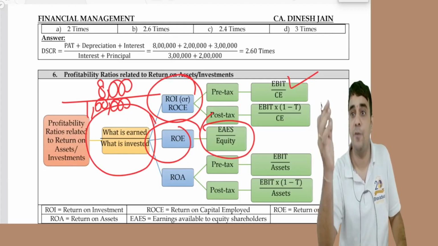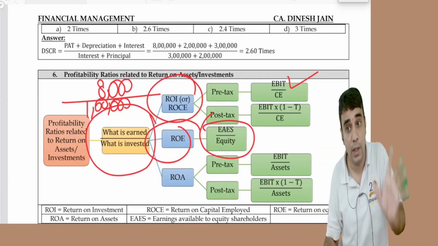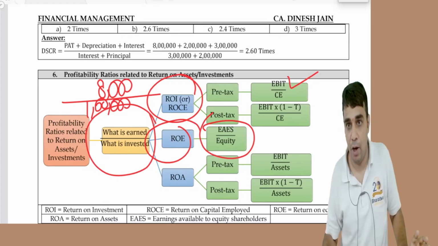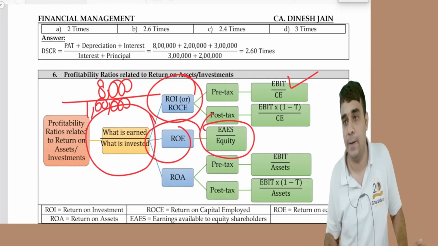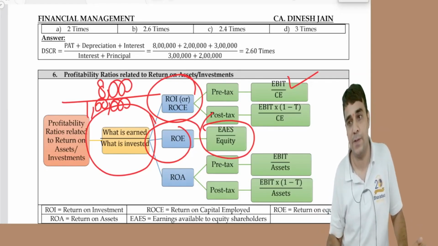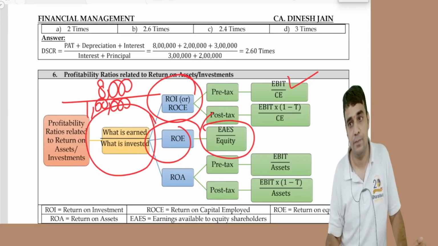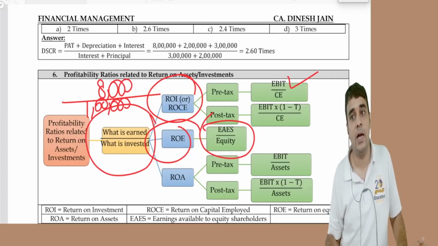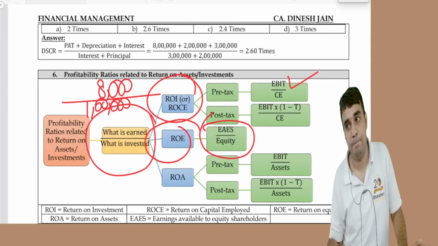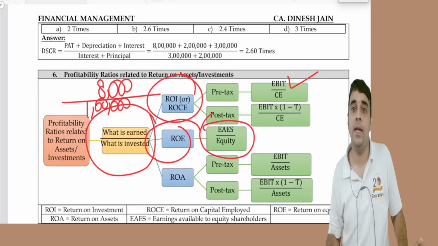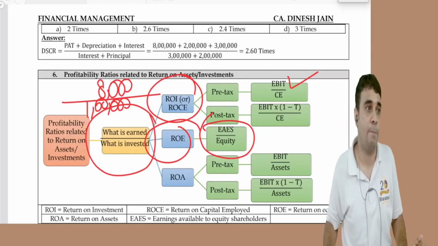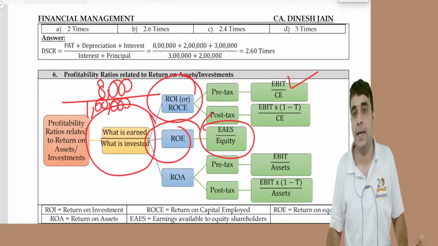I want to use another formula. Denominator is equity plus preference. Tell me logically what should be the numerator if the denominator is equity plus preference. PAT, because PAT belongs to whom? Equity guys and preference guys together.